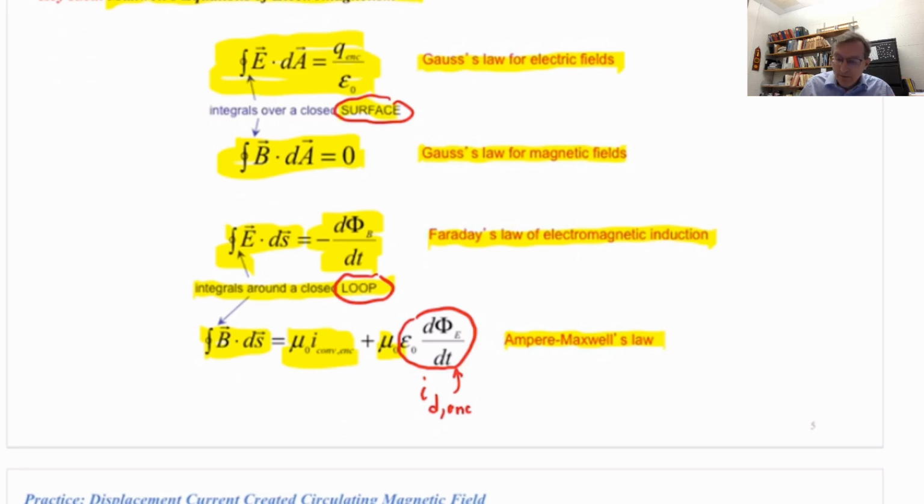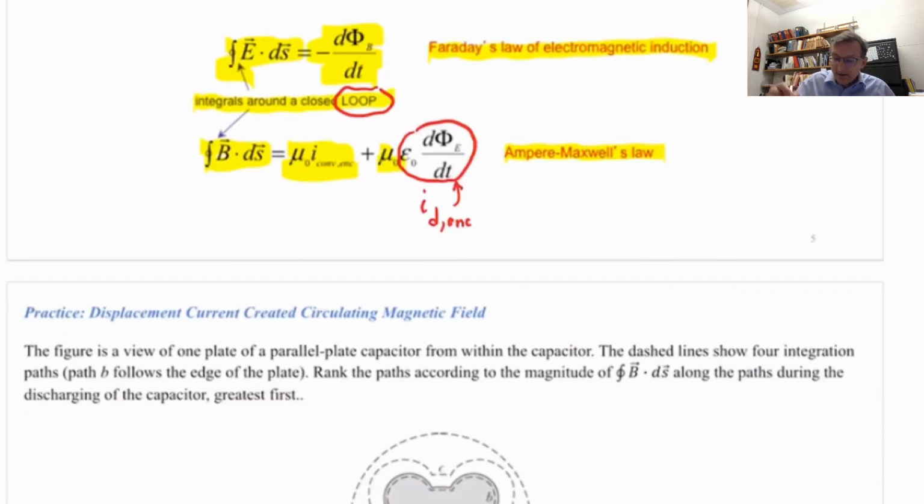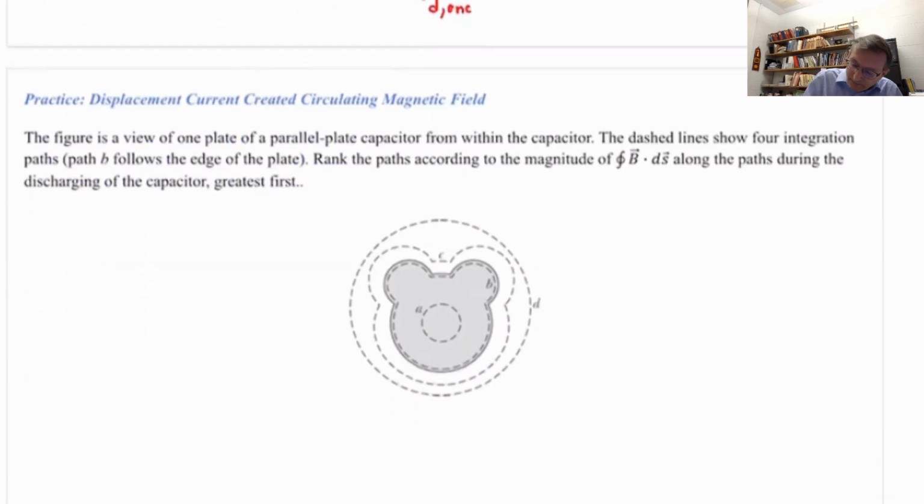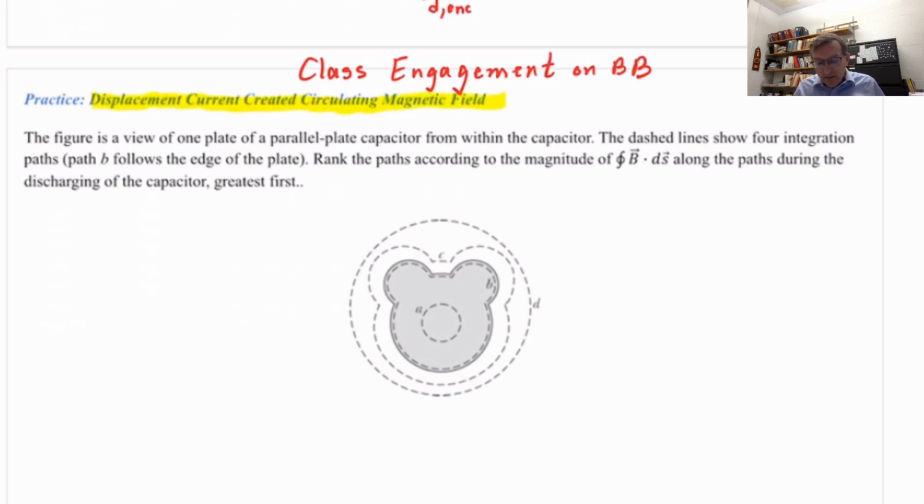So I will leave you with a class engagement exercise on Blackboard. Okay, that goes like this. It's about displacement current created by circulating magnetic field, or correlated with.